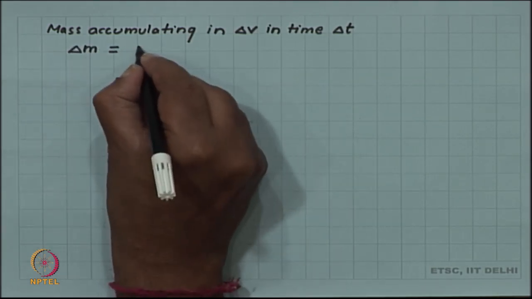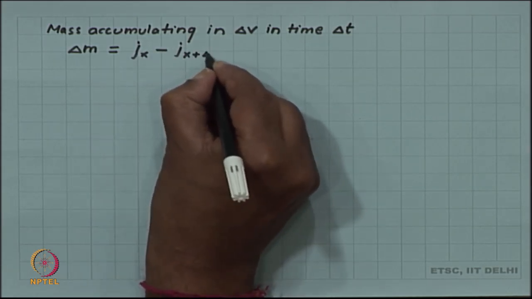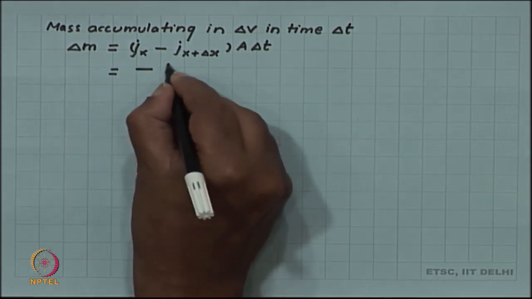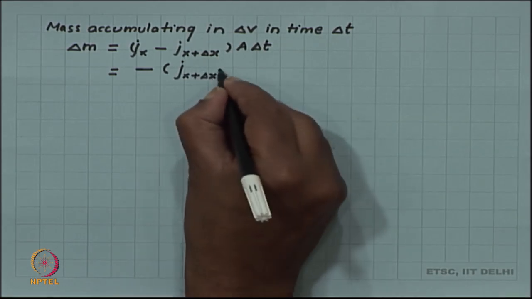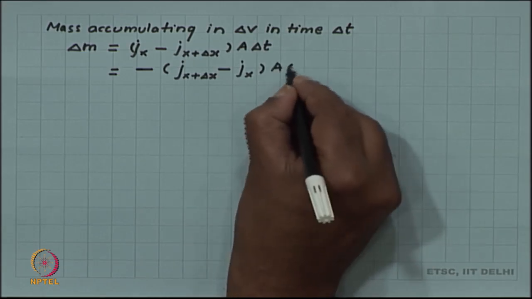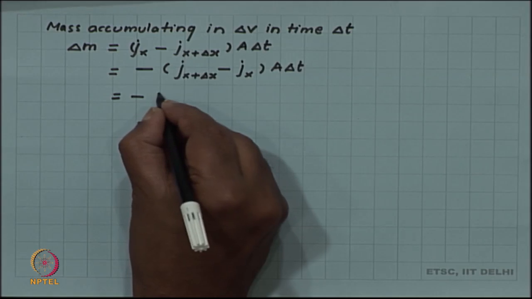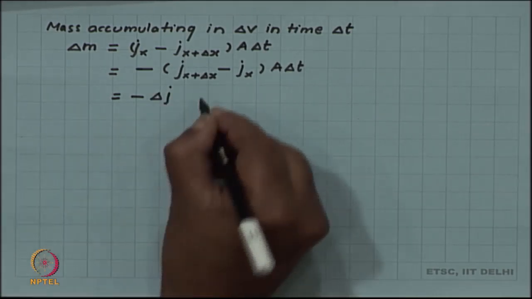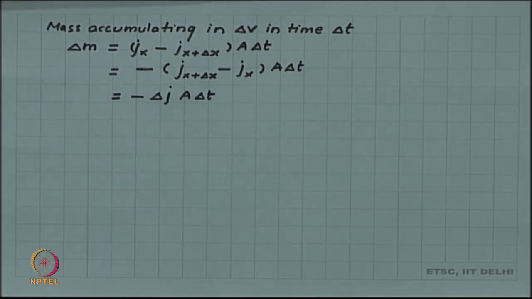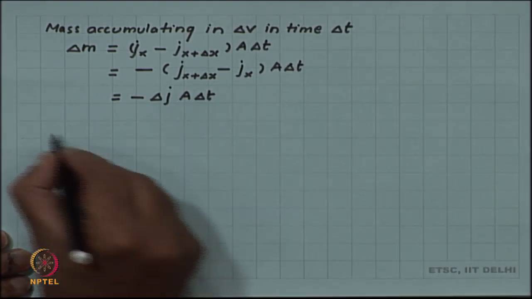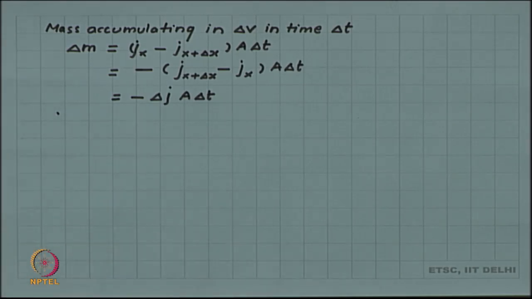delta m equal to Jx minus Jx plus delta x, times A delta t. We just rewrite it as minus of Jx plus delta x minus Jx, times A delta t. We are rewriting it like this because the expression in the bracket is the difference that we will call delta J. So this is delta J A delta t. This is the mass which has accumulated in the volume in time interval delta t. So we want to find out the concentration change in time t. Let us look at the concentration change now.